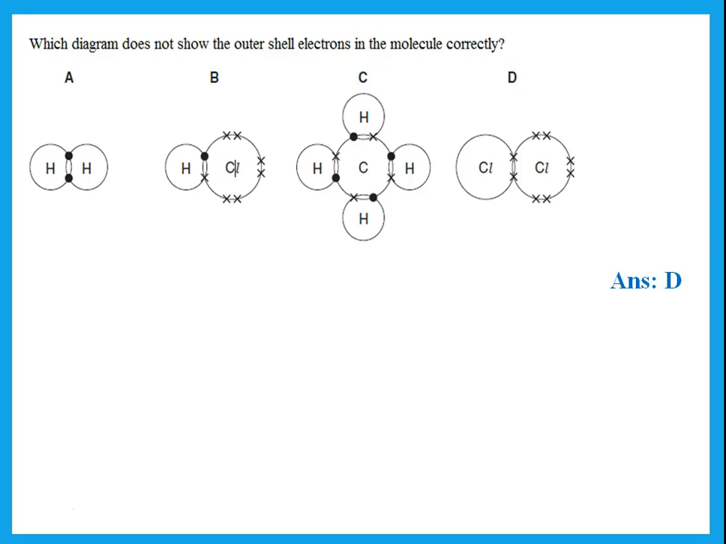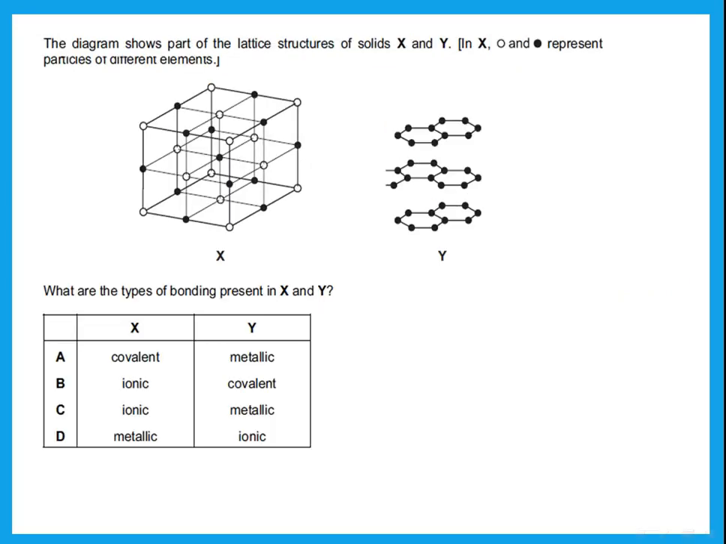There are no outer shell electrons for the first chlorine. Remember that each chlorine must have 7 electrons of its own. The electrons around the first chlorine are not shown, so that is the wrong diagram.